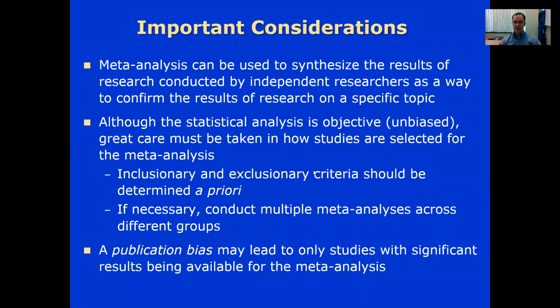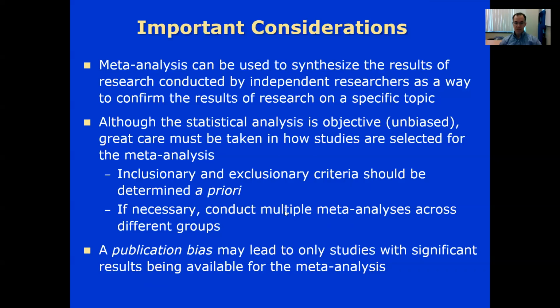Now, although the statistical analysis is objective or unbiased, great care must be taken in how studies are selected for the meta-analysis. So it's very important to consider the inclusionary and exclusionary criteria a priori, before the meta-analysis is performed. And they cannot be done haphazardly. It needs to be considered beforehand and given great thought, because what studies you include and don't include can have great effects on the outcomes and interpretation of your meta-analysis.